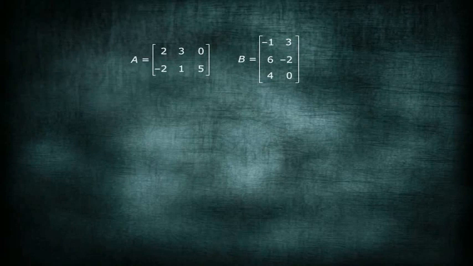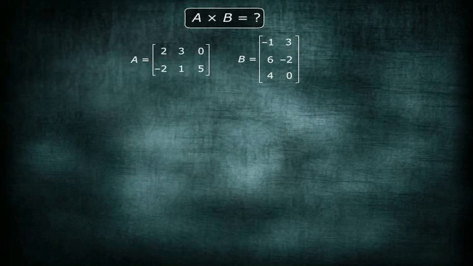Let me give you two matrices, A and B. Now what we need to do is to find the product of these two matrices. But you know one thing, matrices are not like numbers. For example, you can multiply any two numbers and you'll get your answer. But this is not the case with matrices. You may or may not be able to multiply two matrices.